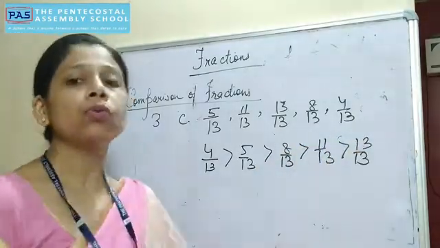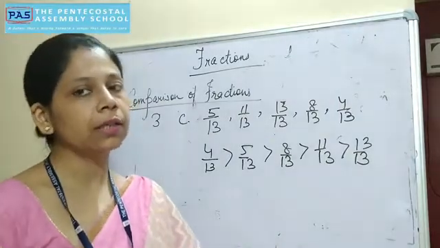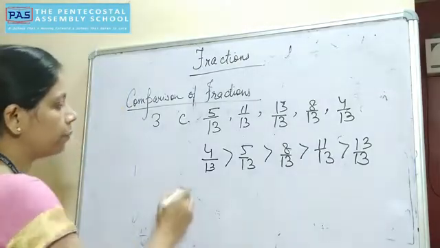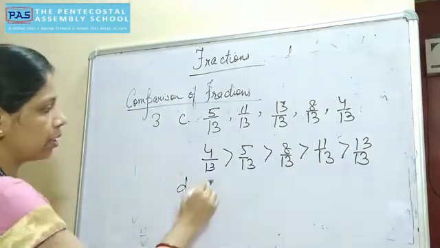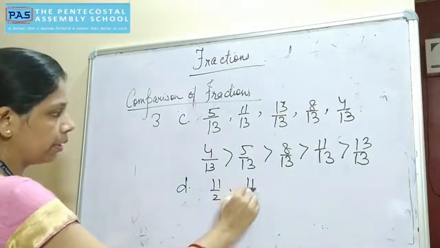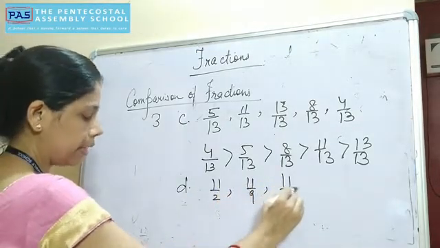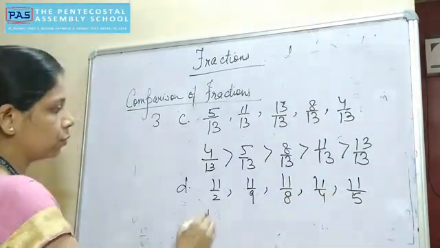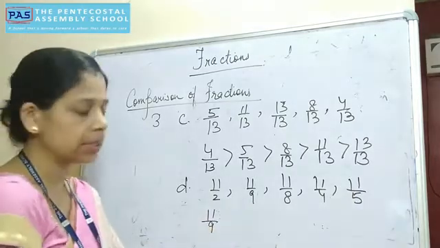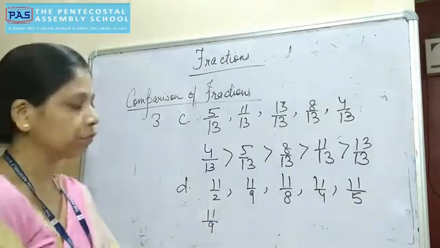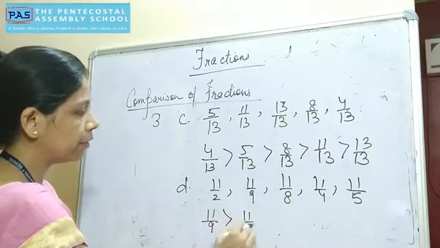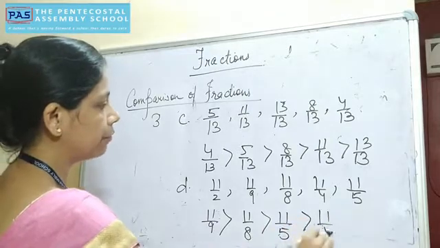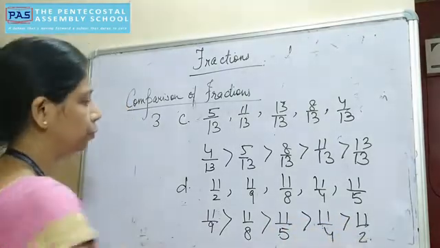So you have to know the difference between the like fraction and unlike fraction, and you have to remember the two rules that we have just discussed. Then you will be able to do all the questions related to this. 11 by 2, 11 by 9, 11 by 8, 11 by 4, 11 by 5. So we are here with like fractions, isn't it? So 9 is the bigger, so it will come in the beginning. Then you have 11 by 8, 11 by 5, then 11 by 4 and 11 by 2.